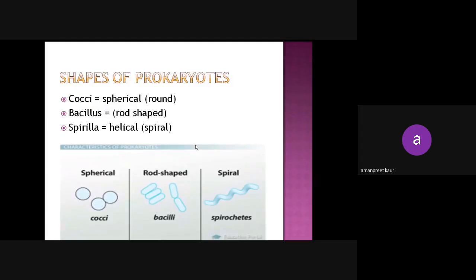Then here are the different shapes of prokaryotes. They possess three kinds of shapes: cocci, bacilli, and spiral. The cocci are round in shape, as you can see here, the bacilli are rod-shaped, and the spiral are having a helical shape, like a spring.